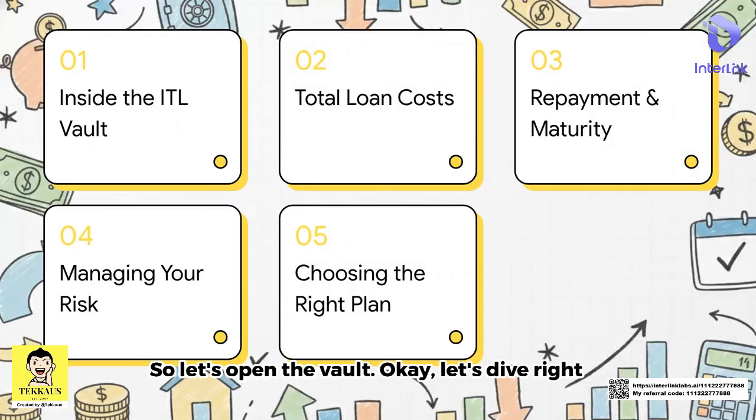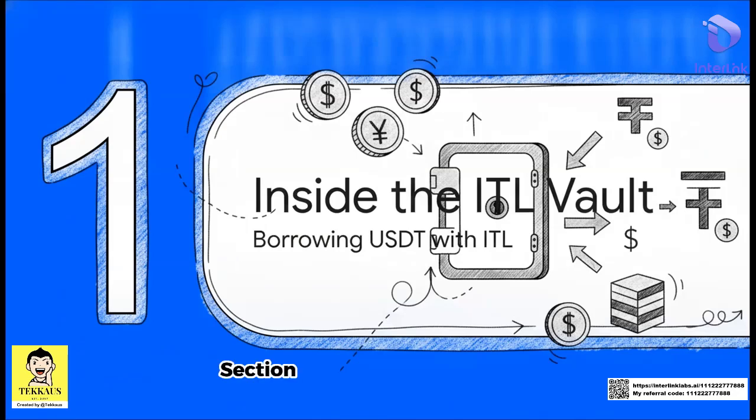Okay, let's dive right in. Here's our roadmap for today. 1. Inside the ITL Vault. 2. Understanding total loan costs. 3. Repayment and maturity. 4. Managing your risk. And 5. Choosing the right plan.